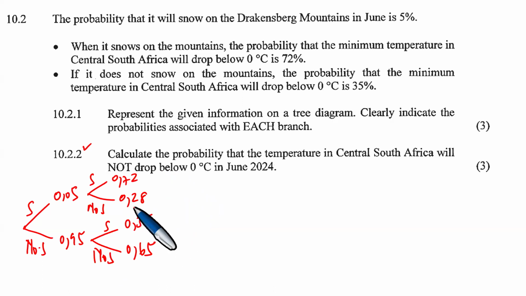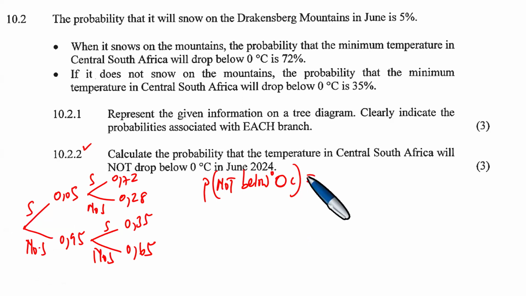So now to do that, we're going to say that the probability of not below 0 degrees Celsius temperature. Okay, let me write properly here. We mean 0 degrees Celsius, like so. Okay, good. Right, so this is going to be the probability of the following.